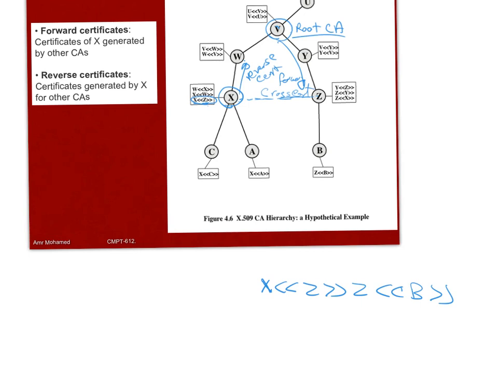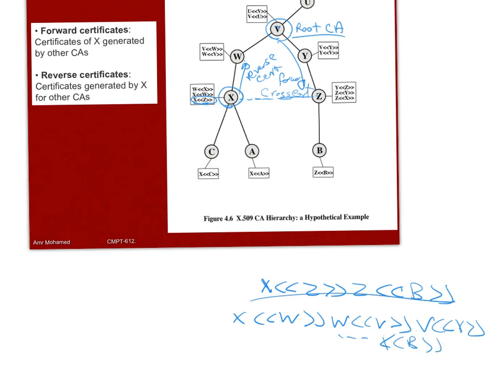Or we can use X to go to W using the reverse certificate. Okay? And from W we go to V, we use the reverse certificate. And then from V we go now to Y using the forward certificate. And so on all the way to B. And this is called the chained certificate.